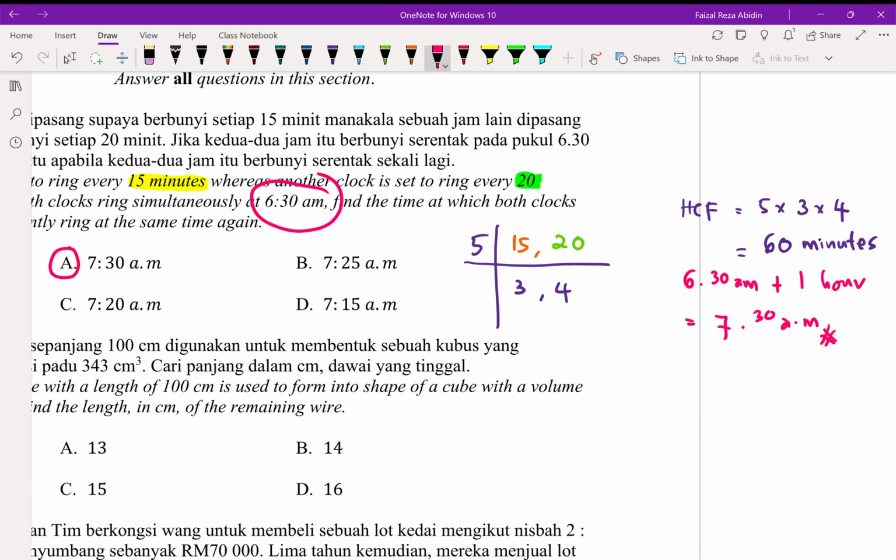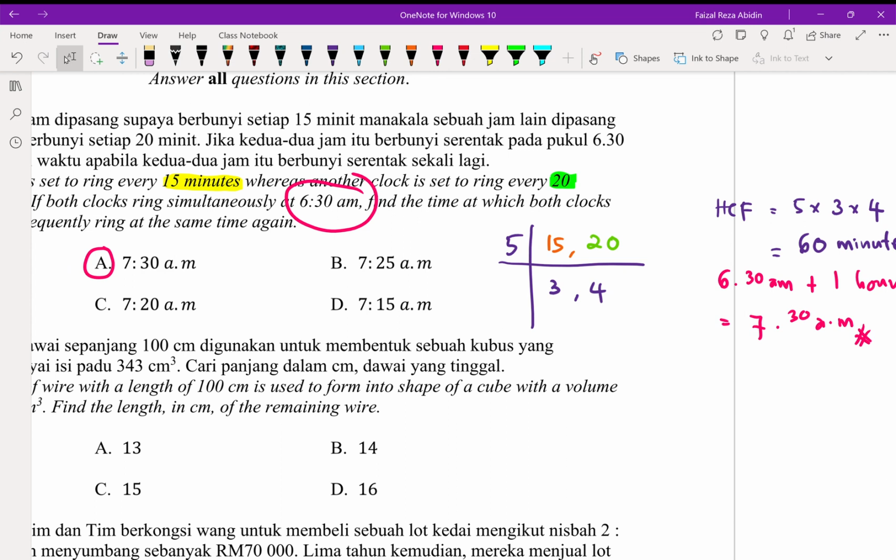Yeah, betul. I know some of you said, can we do 6:30 for the first clock, 6:30 plus 15 minutes plus 15 minutes plus 15? Can, isn't it? Second clock, you are doing 6:30 and then you add 20 minutes and then add another 20 minutes until you have the same time for both of the clocks. Also can. Okay, but this one, we are going to use our HCF. Can class? Okay, next.